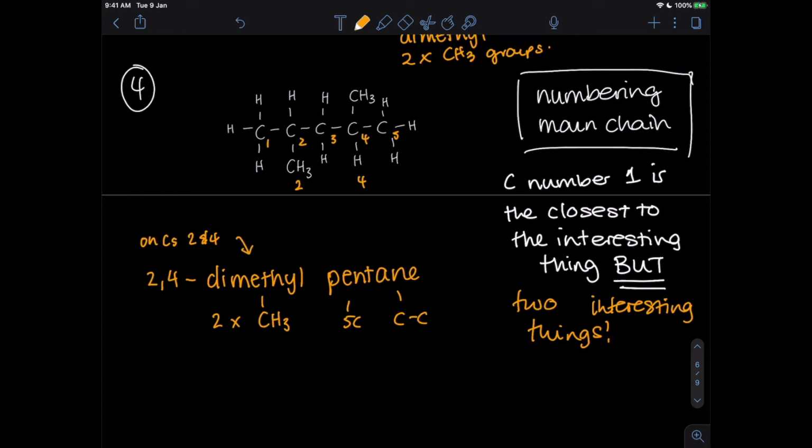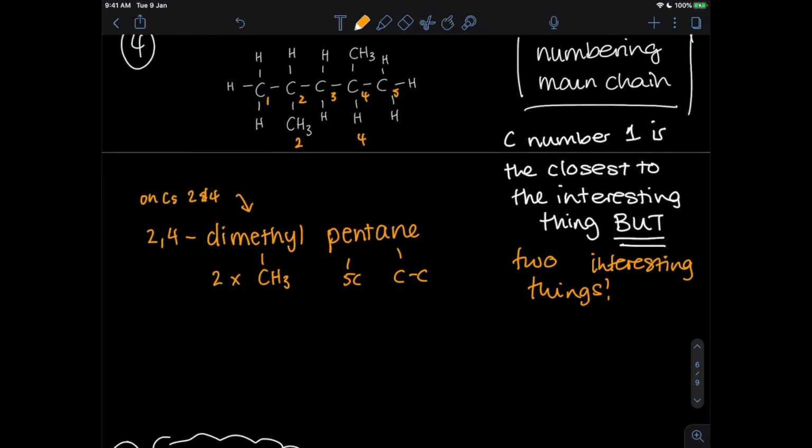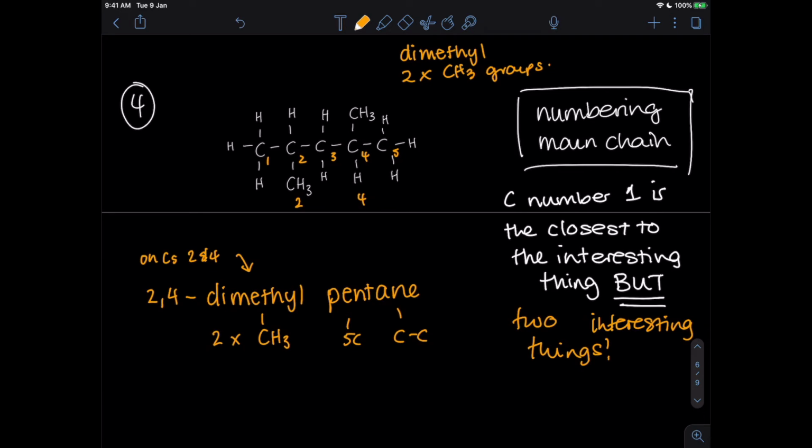I've got 5 carbons in my longest chain, and they're all single bonded together. So 2,4-dimethylpentane is the name of this molecule, and it gives us all of the information that we need to be able to draw this molecule. That's the easy version, because both of these are the same type of side chain, so we can group them together like this.